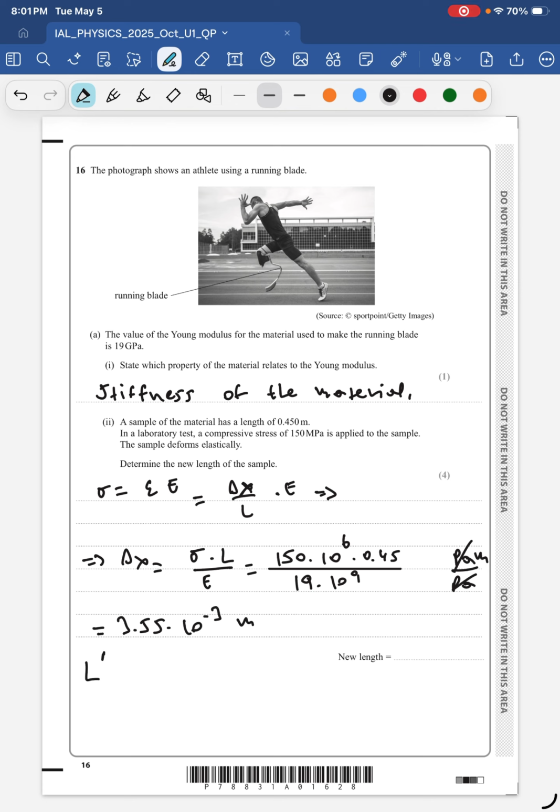So the new length, let's call it L prime, is going to be L minus delta x. Why minus? Think about it and let me know in the comments. Pause the video, whatever. Okay, the reason is that we are compressing it. Okay, compressive stress, so therefore the length will reduce. So 0.45 minus 3.55 times 10 to the negative 3 yields 0.446 meters. Okay, which is our answer.